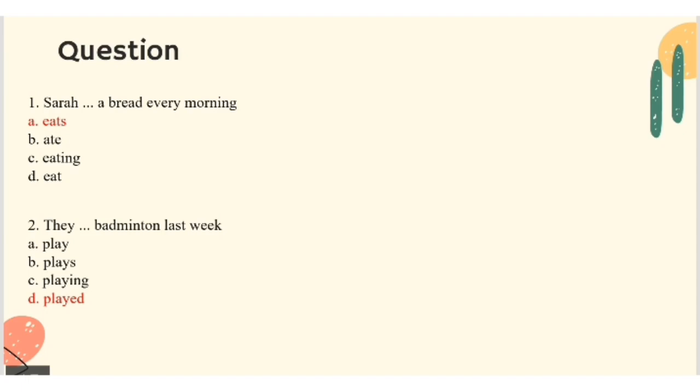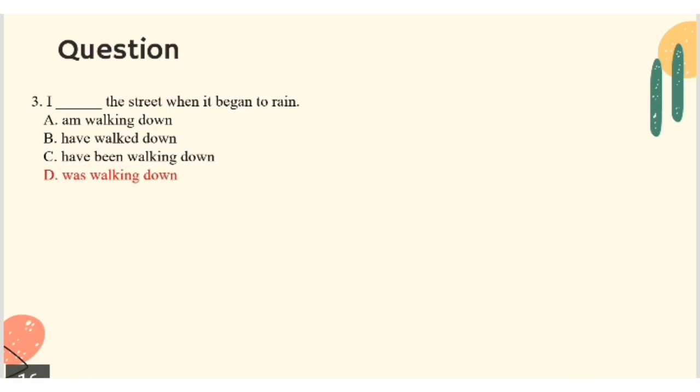And number 2, they blank badminton last week. The answer is D, played. Why? Because last week clarified that it happens in the past. So we can use verb 2, which is played. Number 3, the last question. I blank the street when it began to rain. The answer is D, was walking down. Why? Because in that subordinate clause there is verb 2, which is began, and it shows us that there is something happening when the other thing happened. So it indicates that the sentence is using past continuous tense.